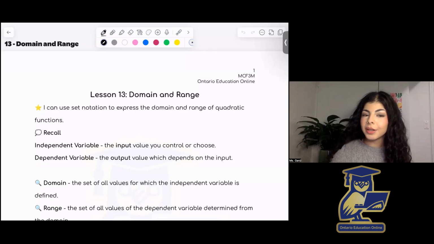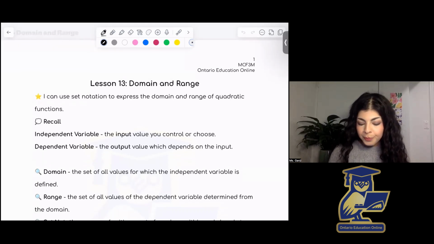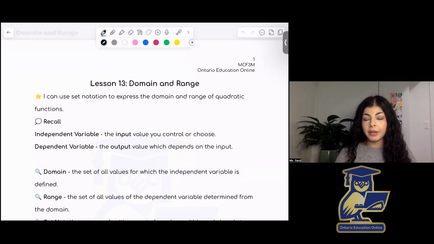Welcome back to another functions and applications lesson where today we're looking at domain and range. So our learning goal today is to use set notation to express the domain and range of different quadratic functions. So if you remember, we have two variables, independent and dependent variables. So x is our independent variable, which is also our input into a function. And y, which is our dependent variable, is the output, and its value depends on x.